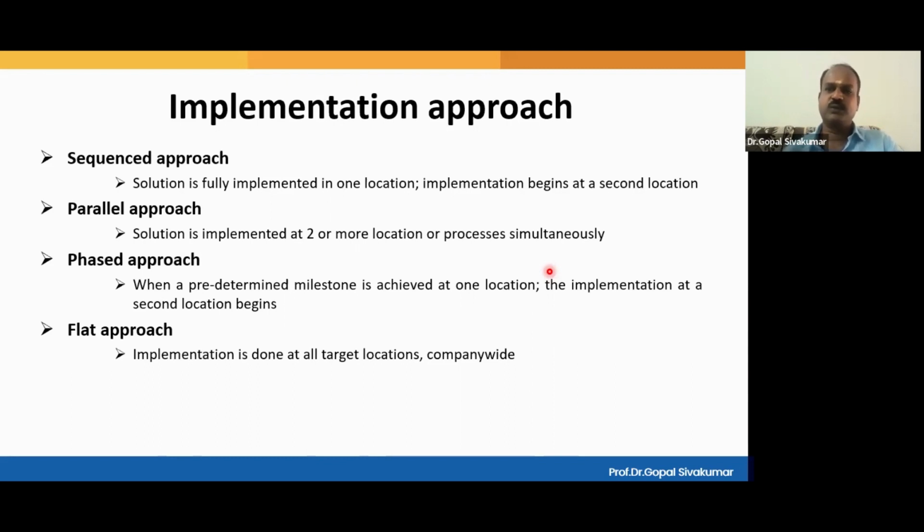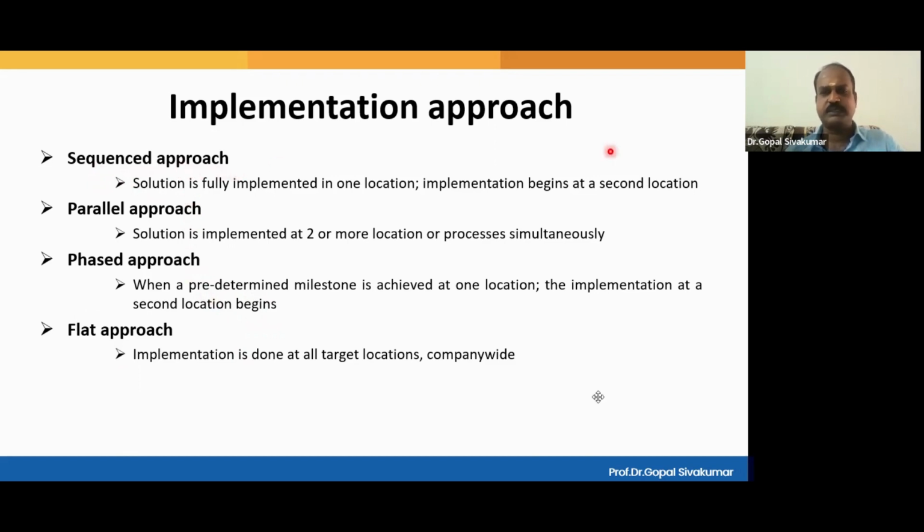And again, when we are going for a full-scale implementation, there are different approaches like sequenced approach, parallel approach, phased approach, and flat approach. So flat approach, in the sense, means the solution is implemented in a single go. For example, how the GST got implemented countrywide. Instead of going state level or district level, the solution is implemented straight away at a country level to overcome the challenges in the taxing issues. In the same way, you can also implement your solution across all processes, all departments, all locations, and that's called a flat approach.